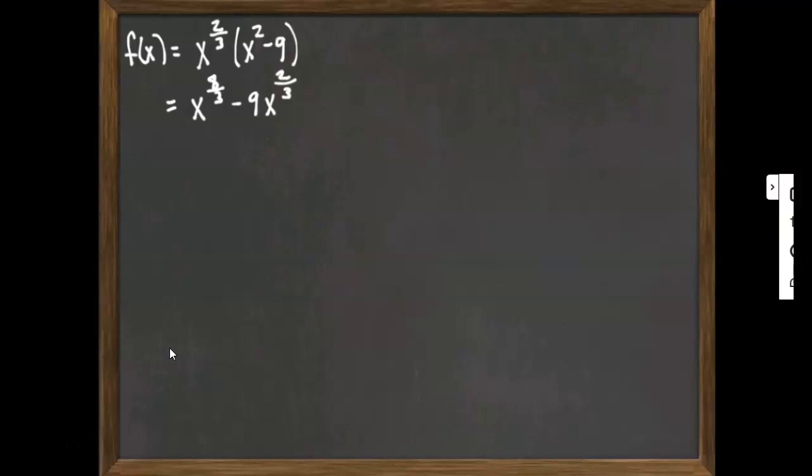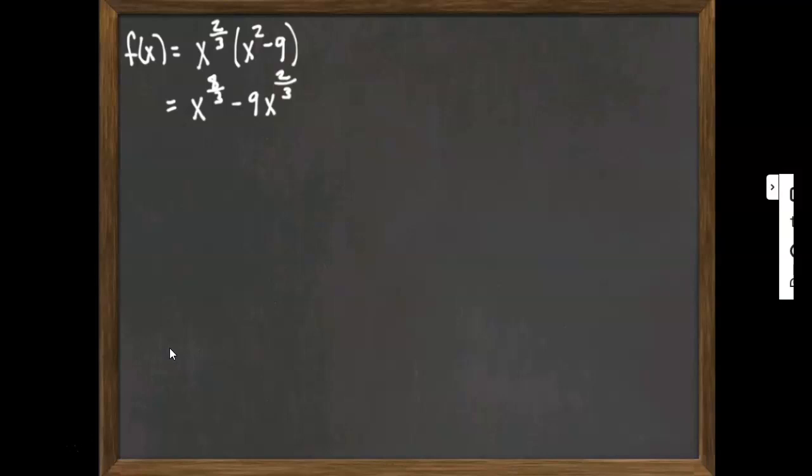So x to the 2/3 times x squared will be x to the 8/3, or 2 2/3. And x to the 2/3 times 9 would be 9 x to the 2/3. Okay, so that's our function rewritten a little bit nicer, so I don't have to use the product rule. And so now we can work this out as far as the derivative.